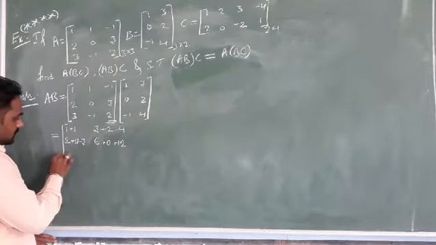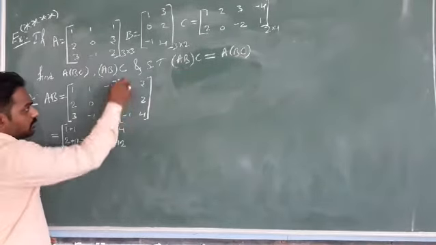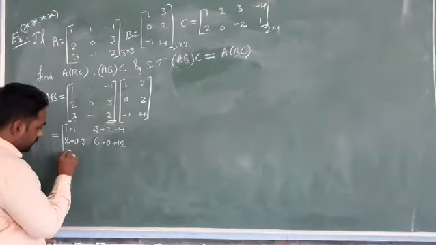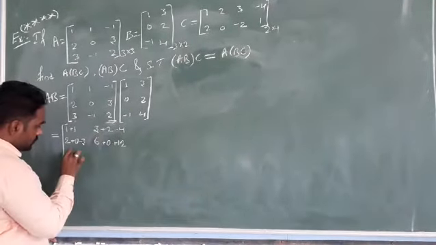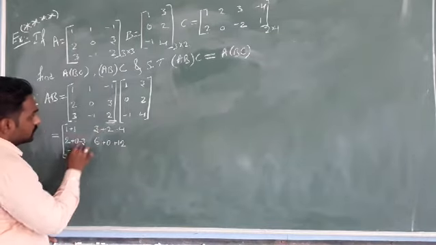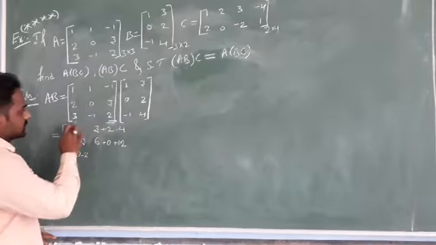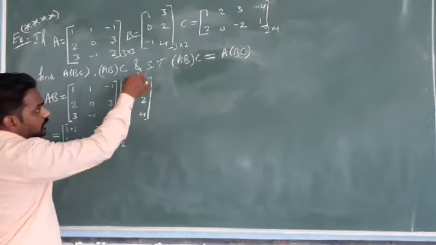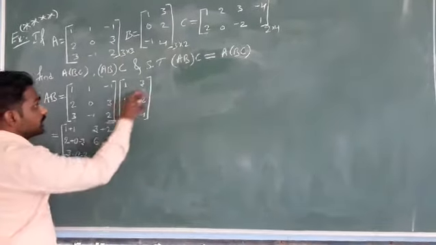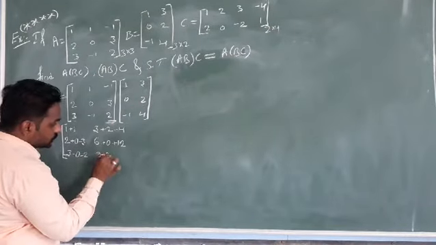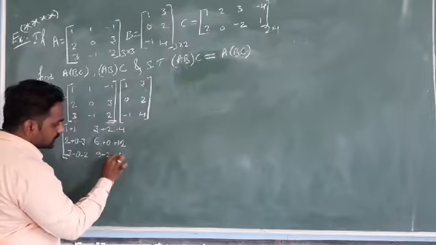Next, the third row, first column element, 3 into 1, that is 3, minus 1 into 0, that is minus 0 or plus 0, 2 into minus 1, minus 2. Next, third row with the second column element, 3 into 3, 9, minus 1 into 2, minus 2, 2 into 4, plus 8.